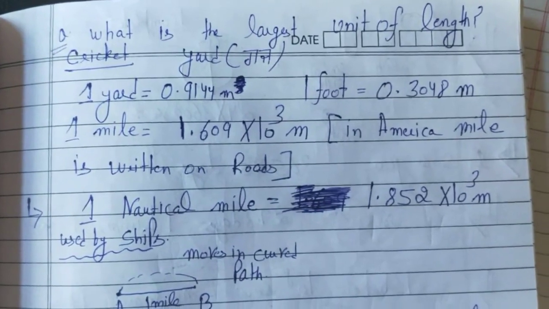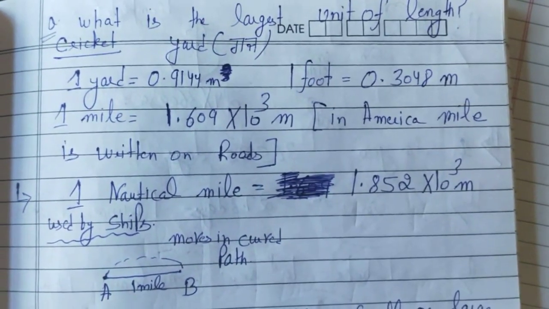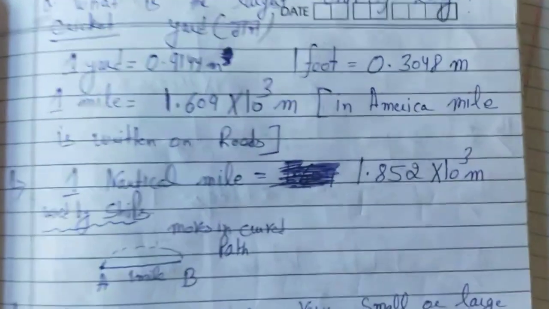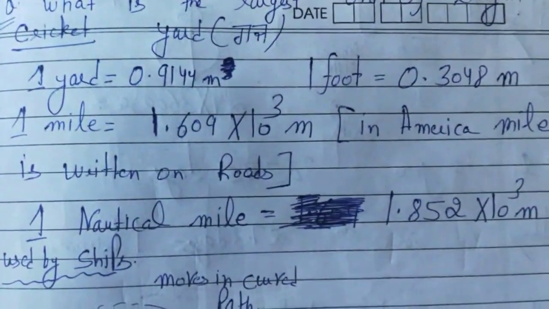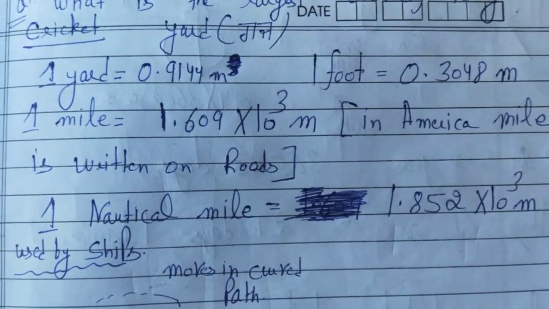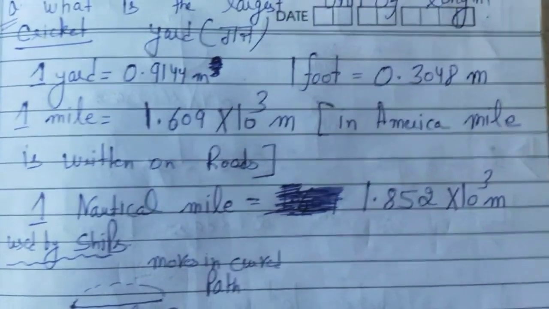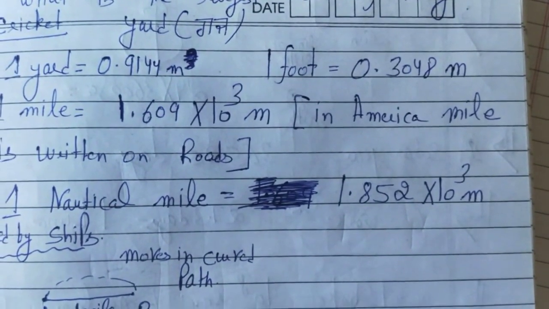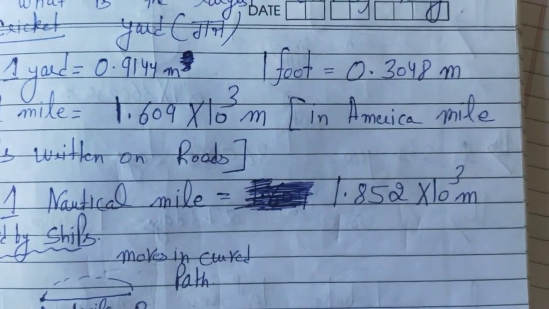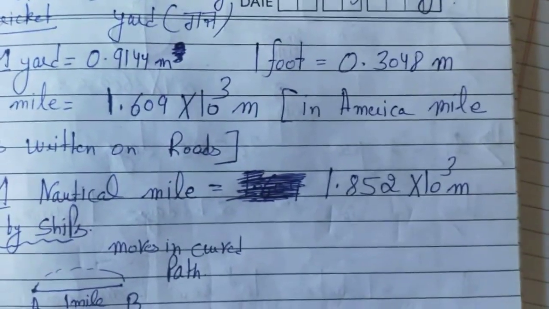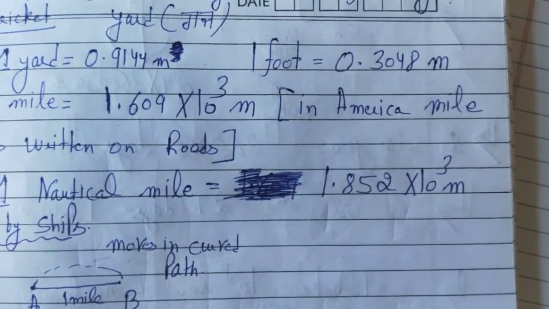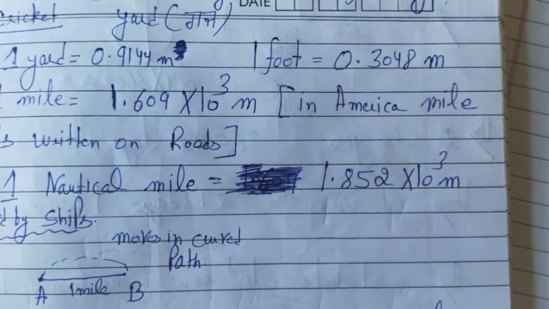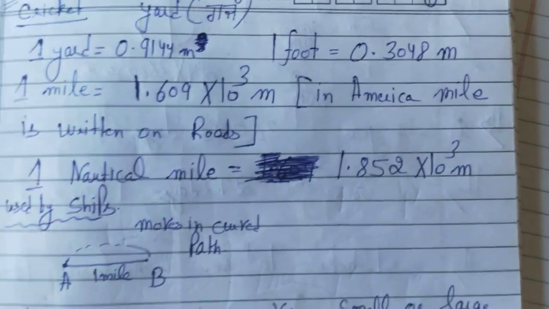You have watched a lot of cricket matches. In cricket they are using a term yard. The ground is measured in yards, and 1 yard is equal to 0.9144 meter. And in Britain foot is being used. What is the value of this foot in SI? You say I'm 6 foot. Sorry, 1 foot is equal to 0.3048 meter.